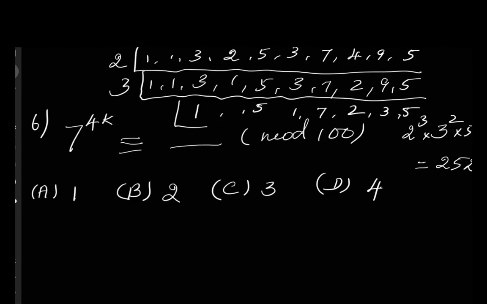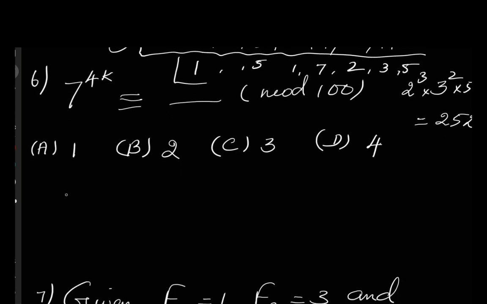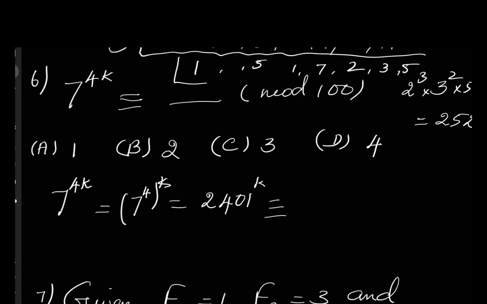Option D. See the sixth sum. 7 power 4k is congruent to dash mod 100. 7 power 4k. We don't know the value of k. So I take the exponent as 7 power 4 the whole power k. What is the value of 7 power 4? 7 into 7 into 7 into 7. 2401 power k. This is congruent to, you divide this 2401 by 100. So take out all hundreds, you will get the remainder 1.